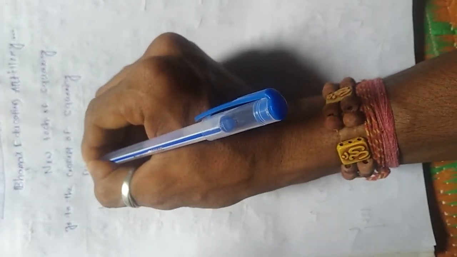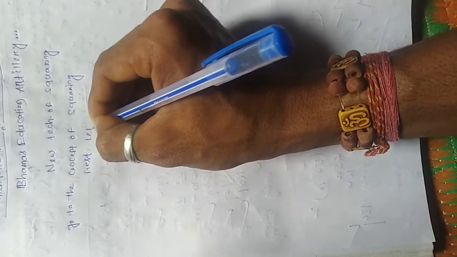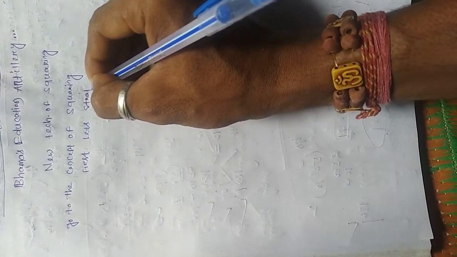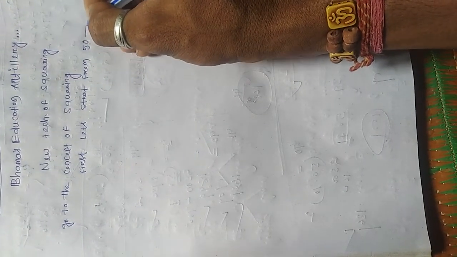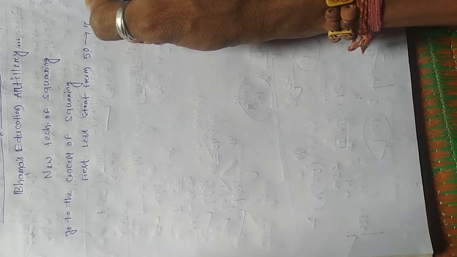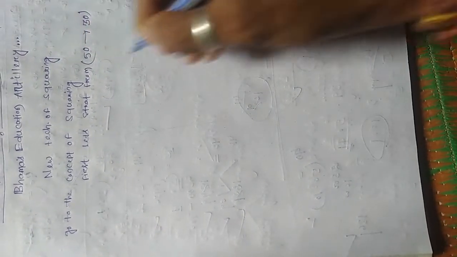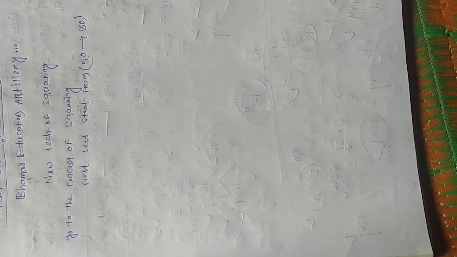First, let's start from 50 backward to 30. You must know before going to any competitive examination, you must know the squares from 1 to 30. Let's start to square from 50 down to 30. Now, let's look at the concept behind it.